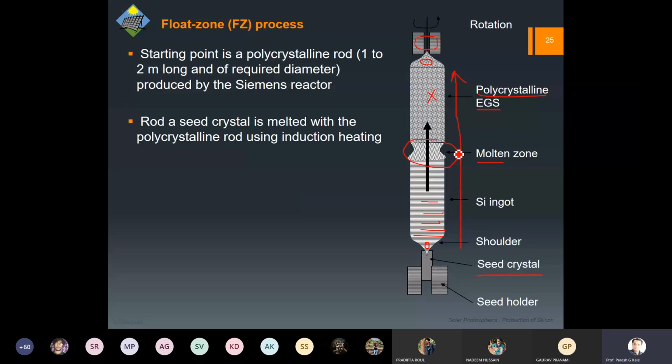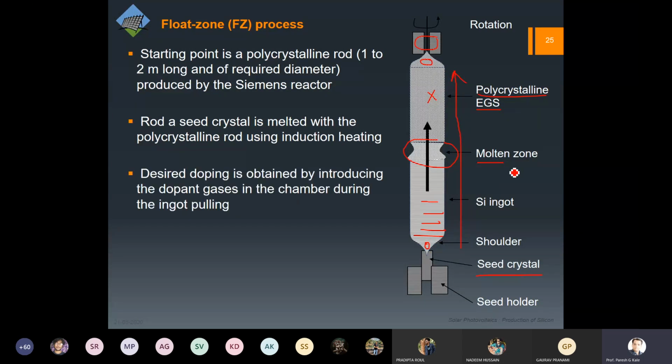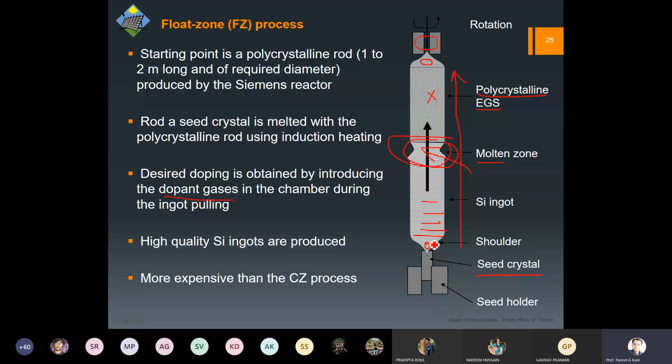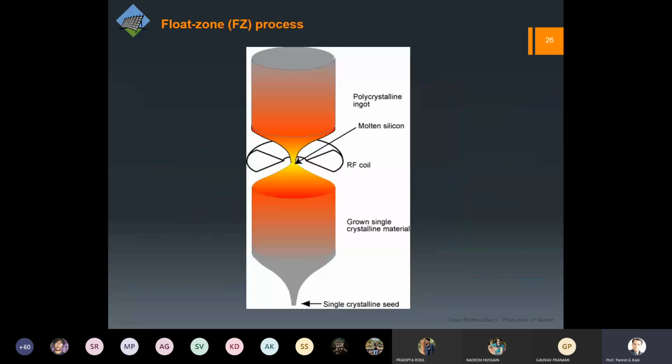You can do this melting by induction heating. And earlier we used to put the dopant in the molten silicon, but here that's not possible. So instead of putting it in powder form or something, you put it in the form of gases. These gases are passed over this melted zone. But the point is, in the FZ process you get higher quality silicon ingots compared to the CZ process, and as this process is slower, it is a very expensive process compared to CZ.